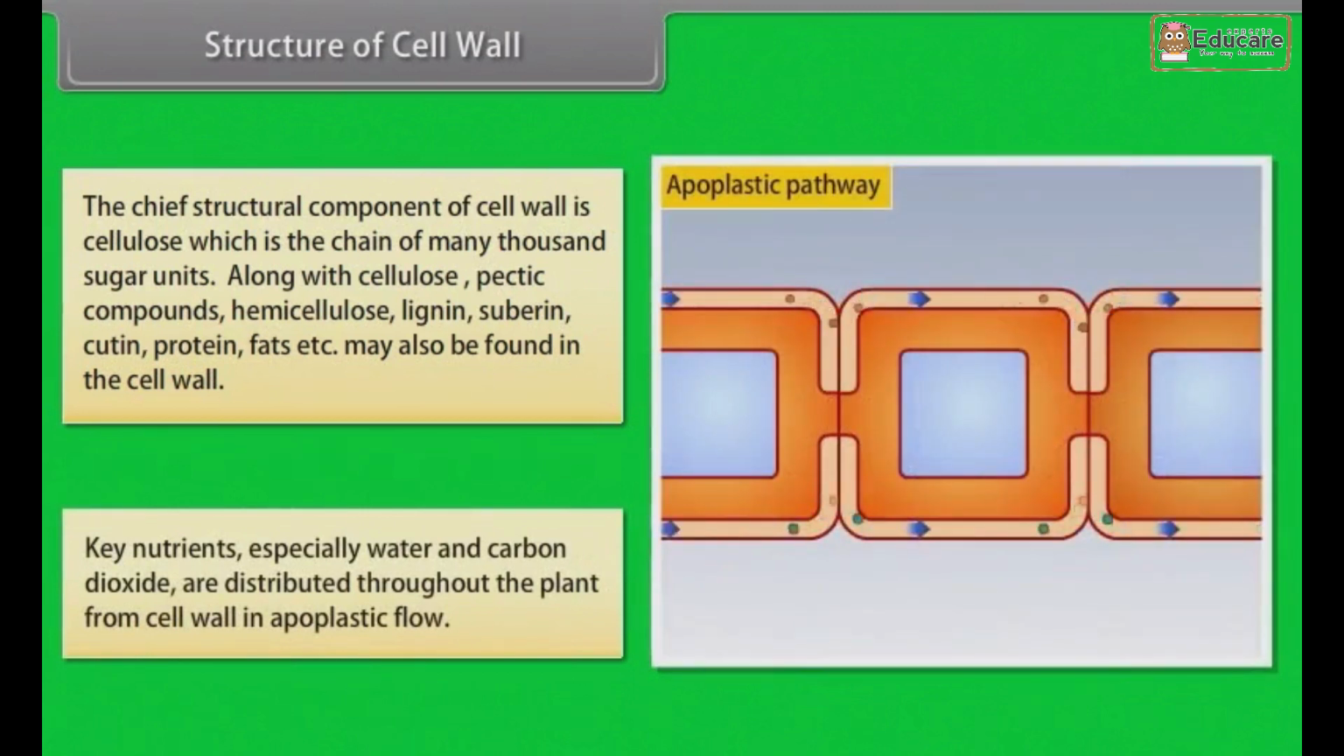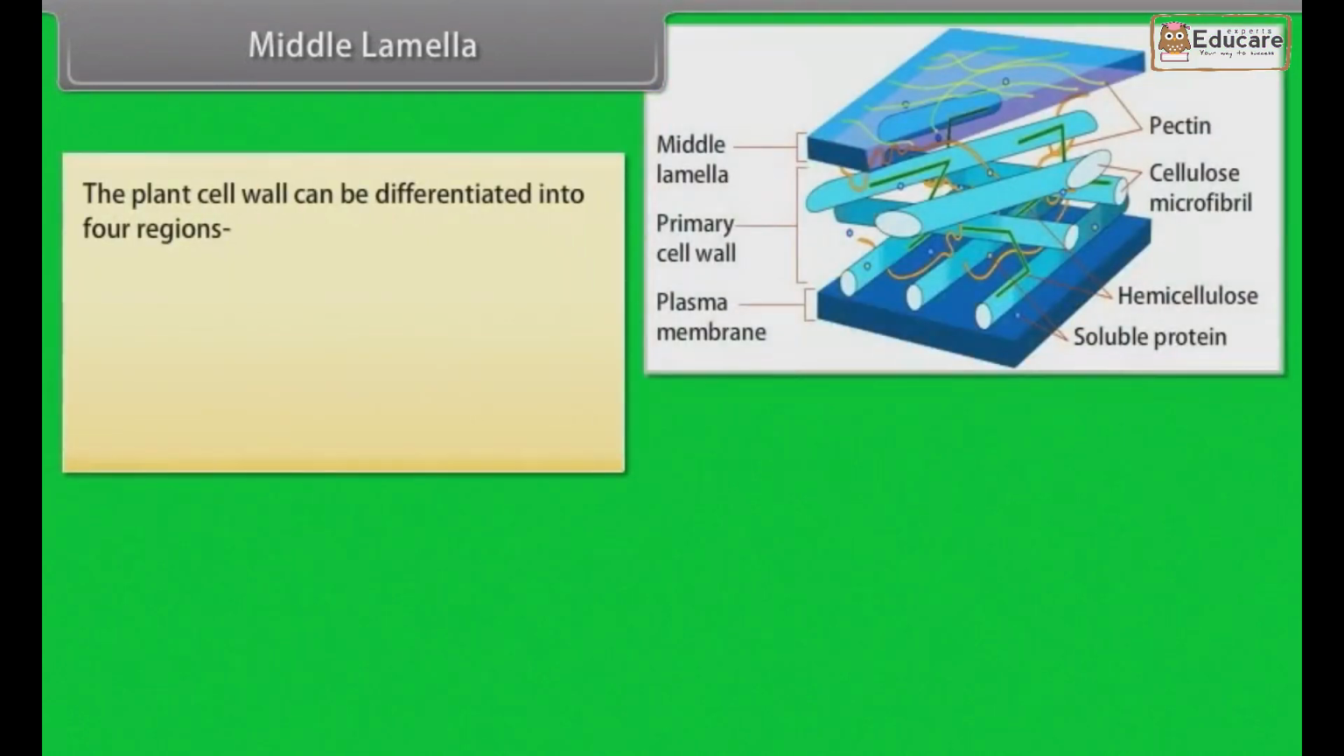Key nutrients, especially water and carbon dioxide, are distributed throughout the plant from cell wall in apoplastic flow. Middle lamella. The plant cell wall can be differentiated into 4 regions: middle lamella, primary wall, secondary wall, tertiary wall.